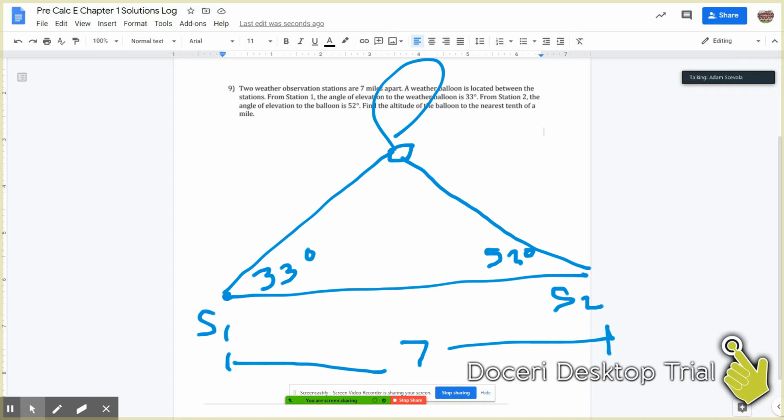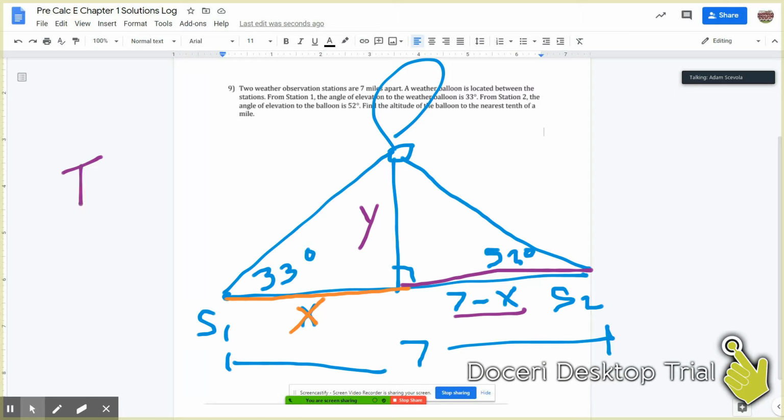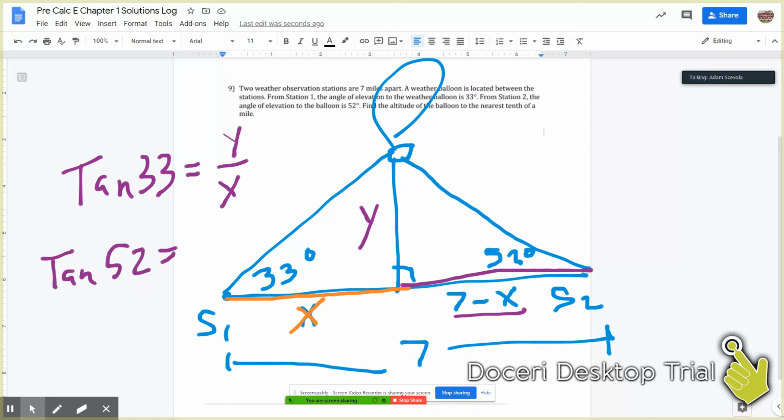Okay, so we want to know, find the altitude to the nearest tenth of a mile. We want to find that right there. So what we could do is call this x, and then this will be 7 minus x, because these 2 portions here, so this portion here is x, and this other portion is going to be 7 minus x. And then we're looking for, we'll call this y. So what you could do is the tangent of 33 is equal to y over x, and then the tangent of 52 is equal to y over 7 minus x.